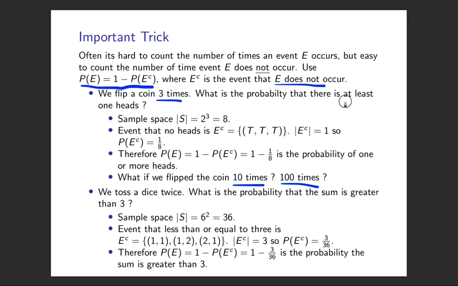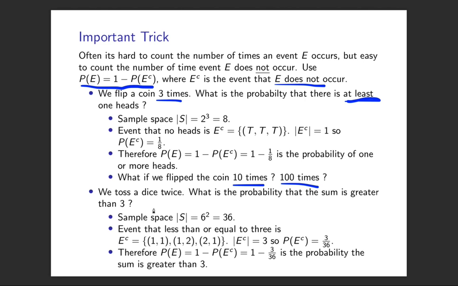And often when you see things like at least, that's a hint to think about the complement. But you have to have your wits about you. If you try and calculate an event and it looks really hard, just have a go. Always a good strategy is have a look at the complement and see if it's much easier.